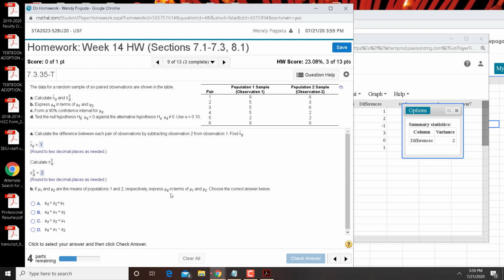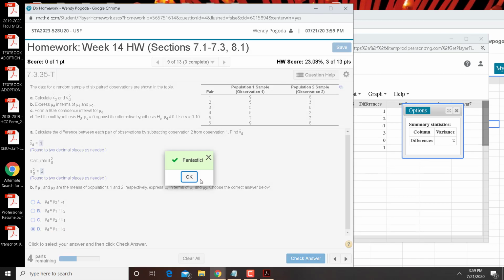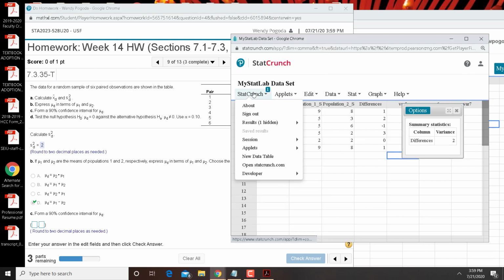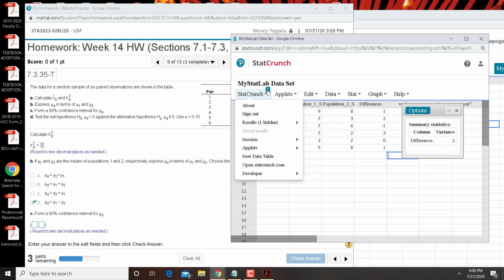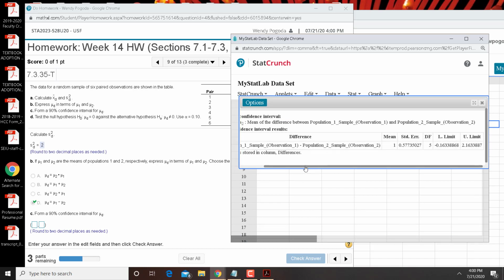Okay. Next, it says express the mean difference in terms of mu1 and mu2. Well, that's just subtracting them. Next, we want to find a confidence interval, which remember I already did. Any results you get, even if you close it out, they're going to be here under this whole StatCrunch. You can see a number up here that just means how many results you have saved. So let me pull up those results. Okay, so this is what we created before.